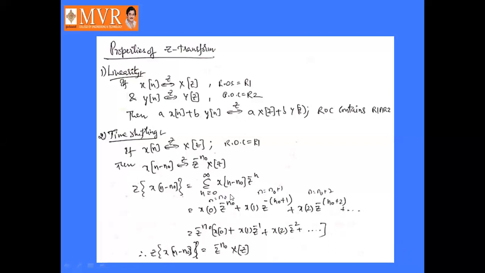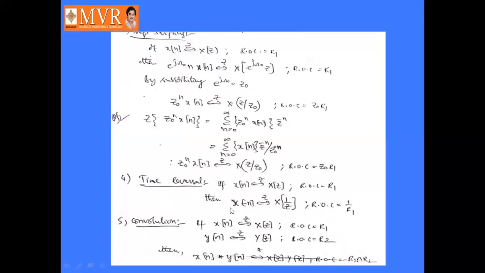So taking z power minus n naught as common, this is x of 0 plus x of 1 into z power minus 1 plus x of 2 into z power minus 2 plus so on. So this will become z power minus n naught into x of z. So that is the z transform of x of n minus n naught will become z power minus n naught into x of z.